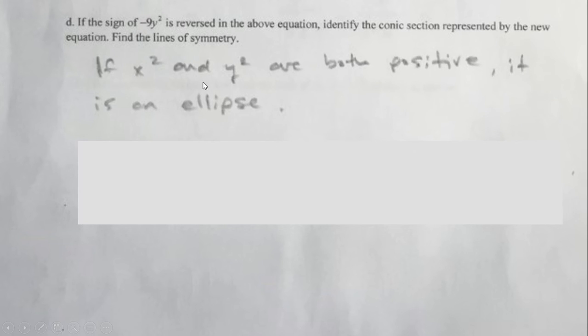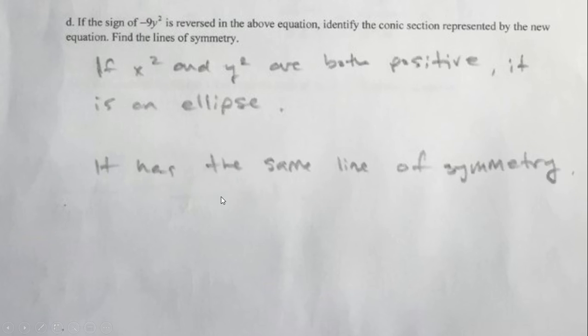All right, continuing on. If the sign of negative 9y squared is reversed, in other words, positive 9y squared in the above equation, identify the conic section represented by the new equation. Well, that would be an ellipse, because x squared would be positive, y squared would be positive. In this case, it would be an ellipse.